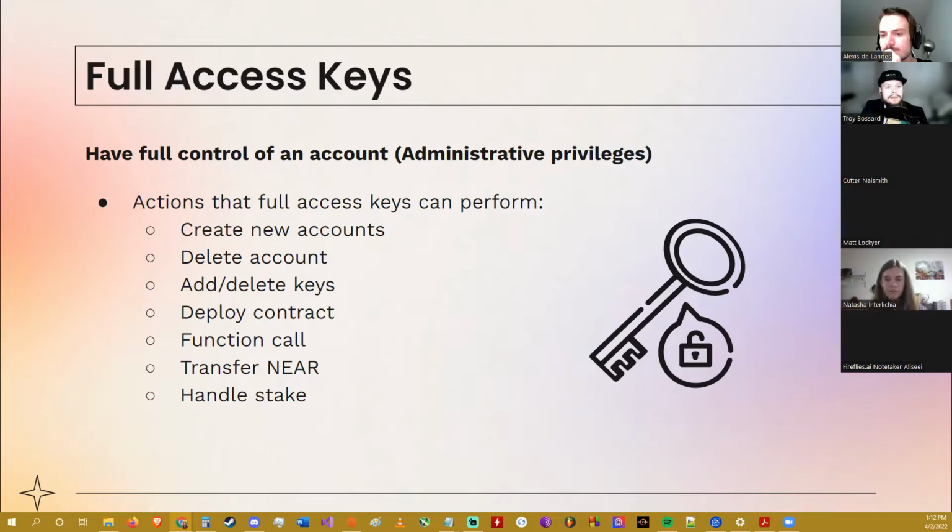Full access keys can create new accounts, delete accounts, add or delete keys, deploy contracts, call functions, transfer Near, and handle stake. They can even create other full access keys as well. So you can have multiple full access keys on the same account. So, administrative privileges, a very powerful method of permission keys.